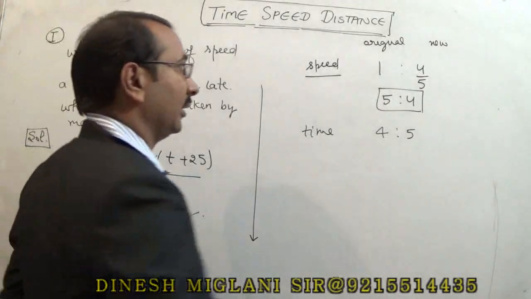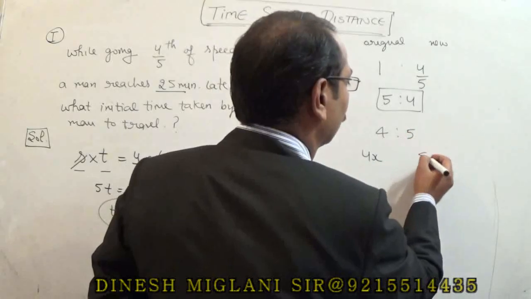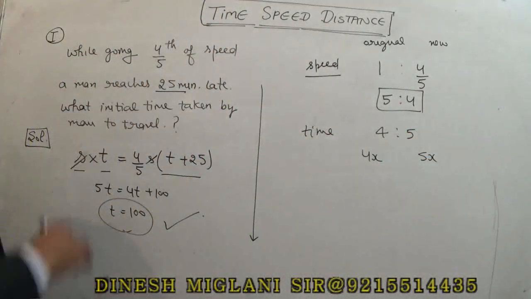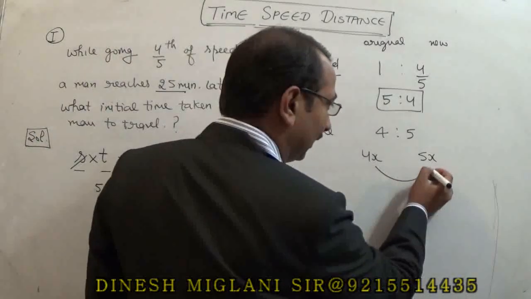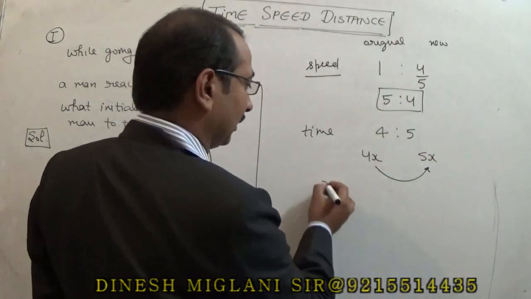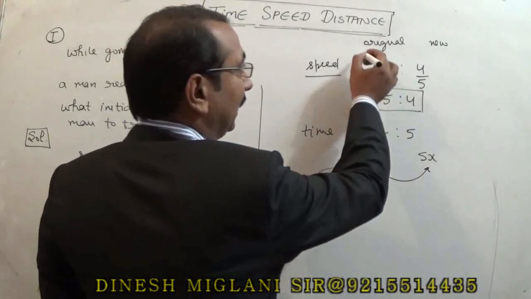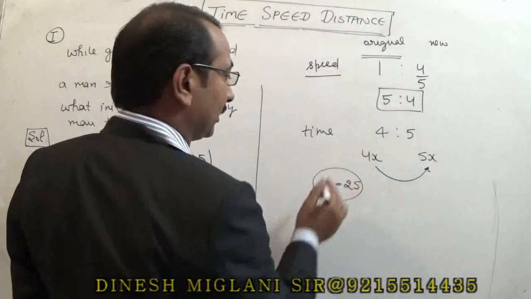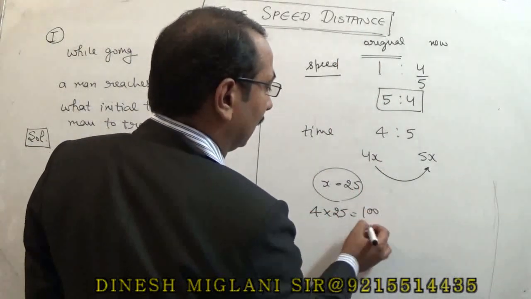Now I can say at the original speed he has taken 4x time, at the new speed he will take 5x time. And as per the question, it is given that he is 25 minutes late. It means how much is late now is the difference. X is equal to 25. We have to find the initial time taken, means at the original speed 4x, that is 4 into 25. Your answer is equal to 100. That becomes your answer.